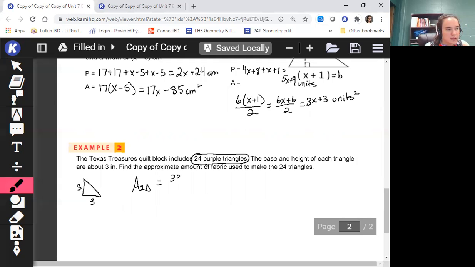So our base times our height, 3 times 3, divided by 2, gets us 4.5. But that's only for one triangle. We need the area of 24 triangles. So we're going to take this 4.5 and multiply it by 24 to get our total area. And that gets us 108 inches squared.